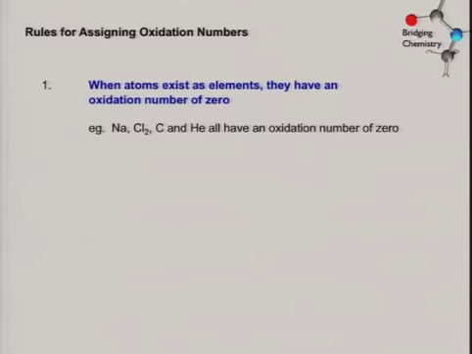So how do we work out the numbers? When atoms exist as elements, they have an oxidation number of 0. So if in your chemical equation you have sodium metal, or chlorine gas, or carbon, or helium, or zinc metal, or anything like that, an element in its standard state, if you like, as just the atom, or for Cl2 it kind of is the same, then those are all assigned an oxidation number of 0. Right?